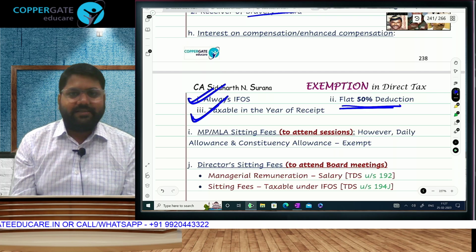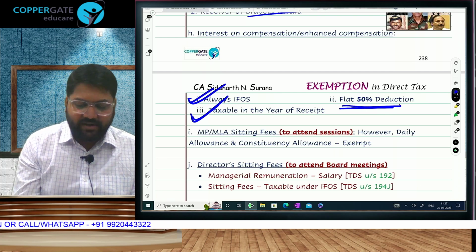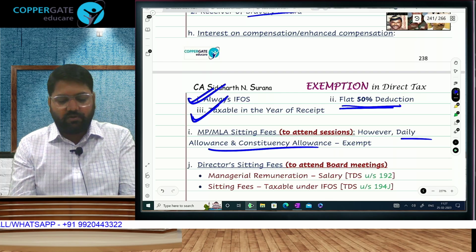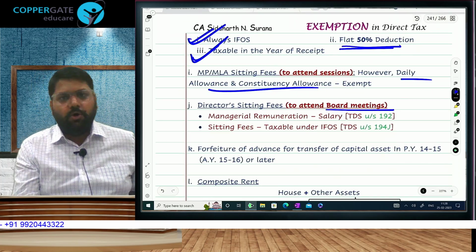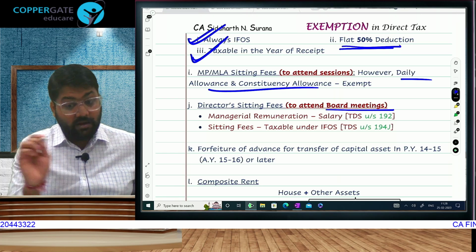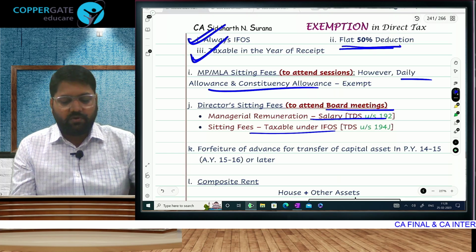Any MP, MLA sitting fees will be taxable under IFOS for attendance, what they get. However, daily allowance and constituency allowance is going to be exempt. When a director is attending board meetings, he also gets sitting fees, that will be IFOS. But managerial remuneration will go under salary. Only sitting fees is going to come here.